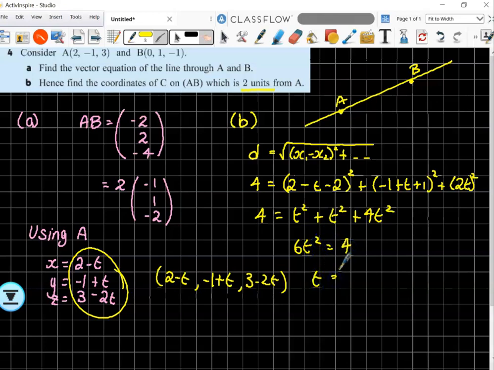4 over 6 is 2/3. What's that? Root 2 over root 3. Don't forget the plus or minus. And so times by root 3, that's going to be root 6 over 3.